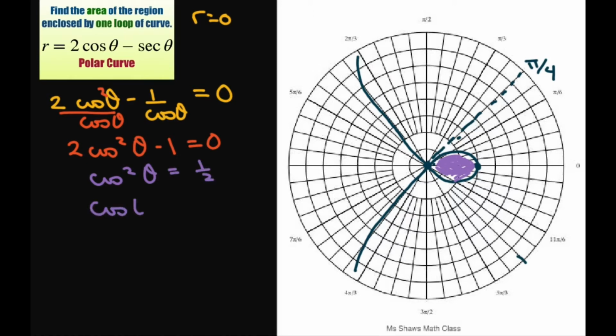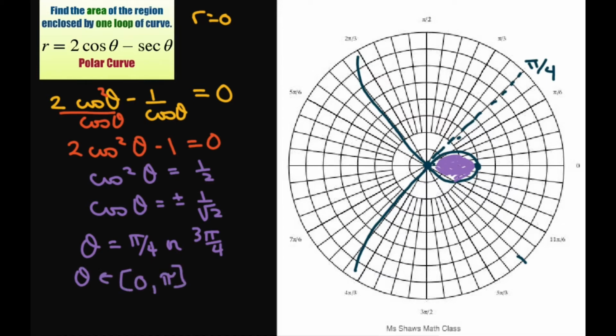Therefore cosine of theta equals plus or minus 1 divided by square root of 2. So basically our angle is going to be pi divided by 4, or 3 pi divided by 4, for theta belonging to 0 to pi. And our angle cannot equal pi divided by 2, because you can't divide by 0 here.